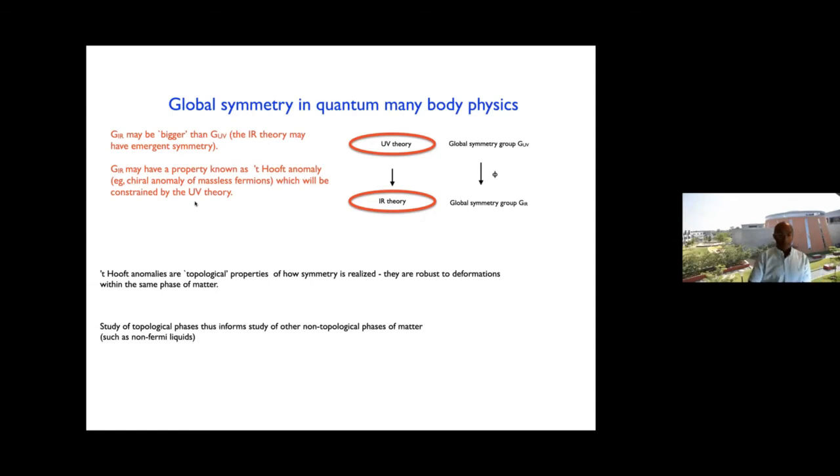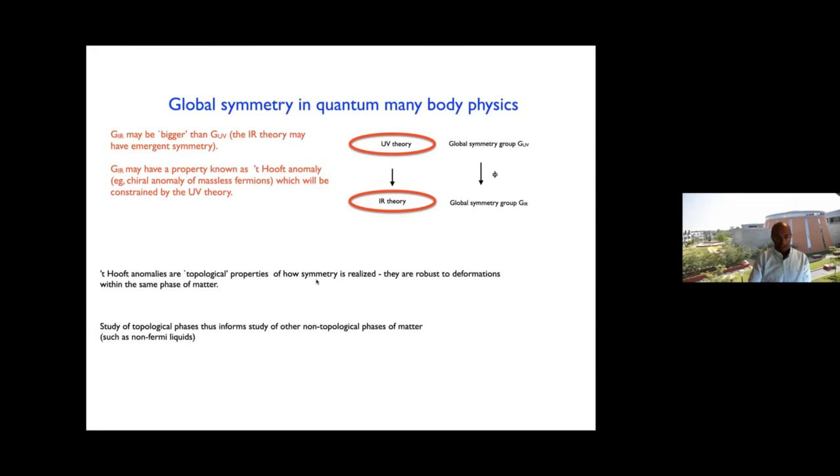And this 't Hooft anomaly will be constrained by the UV theory in some way, and that will be important for many properties of the IR theory. Now, the 't Hooft anomalies are, as we'll discuss with some examples, topological properties of how symmetry is realized in a quantum many-body system. So in the sense that there are no changes if you add perturbations that deform the same phase of matter, right?